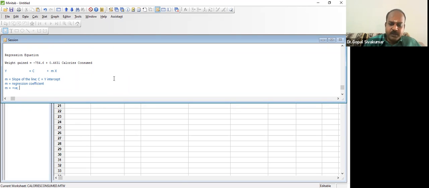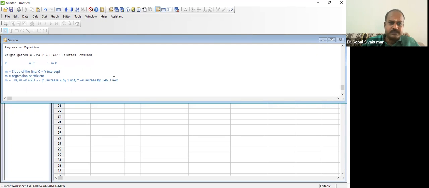And also, m equal to 0.4631 is telling me that if I increase X by 1 unit, my Y will increase by 0.4631 unit. You understand? What is it telling me? When I increase X by 1 unit, then Y will increase by 0.463 unit. What is your Y? Weight gain. Y is your weight gain.